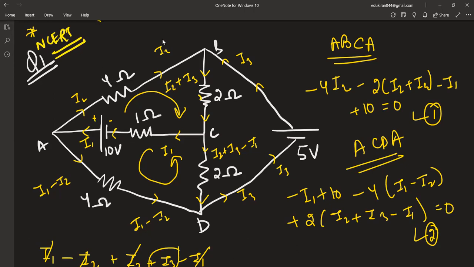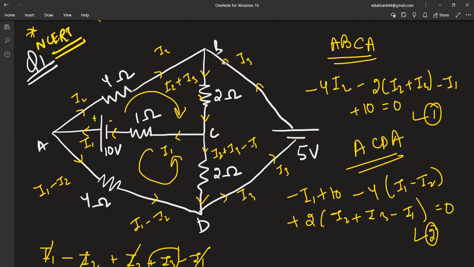So 4 into I2, that becomes the potential here, and by sign convention, along the direction of current is negative. So minus 4I2. Again, this is along the direction, so negative. Along the direction, so negative. And from negative to positive, plus 10. Similarly, in this branch also, I have taken this randomly. Let's say I have taken this as anti-clockwise. So anti-clockwise means moving like this. So all of them are along the direction of current. This is opposite. So that's why only this was positive.